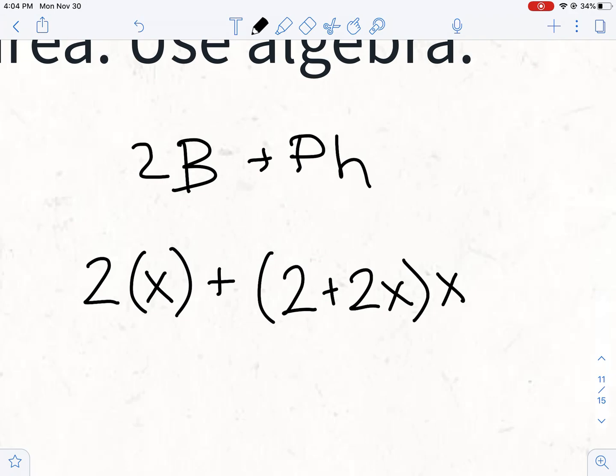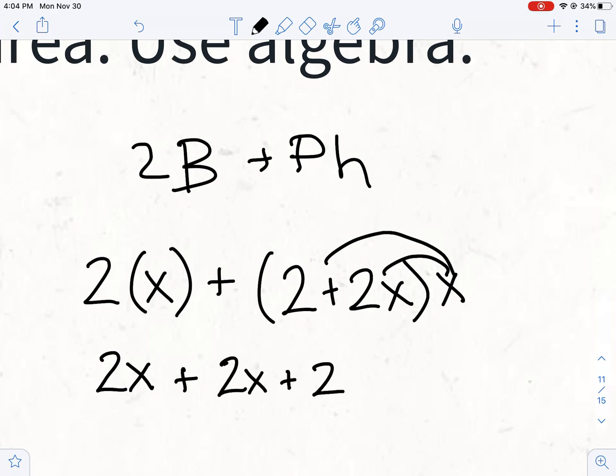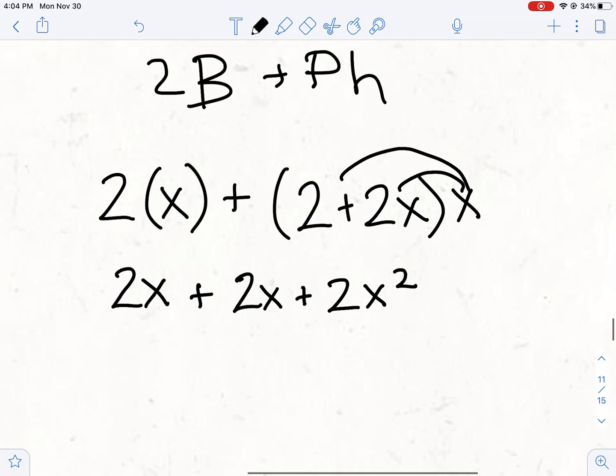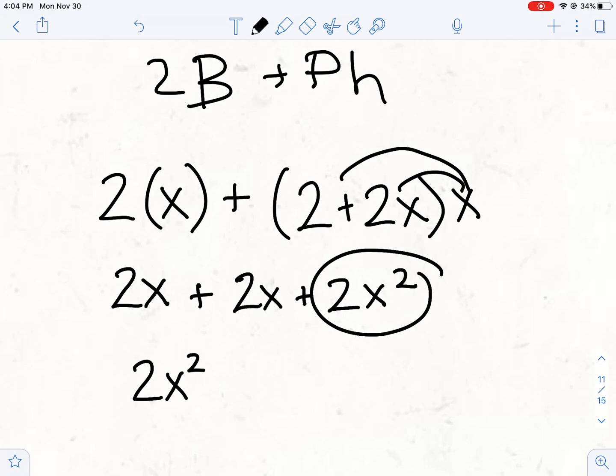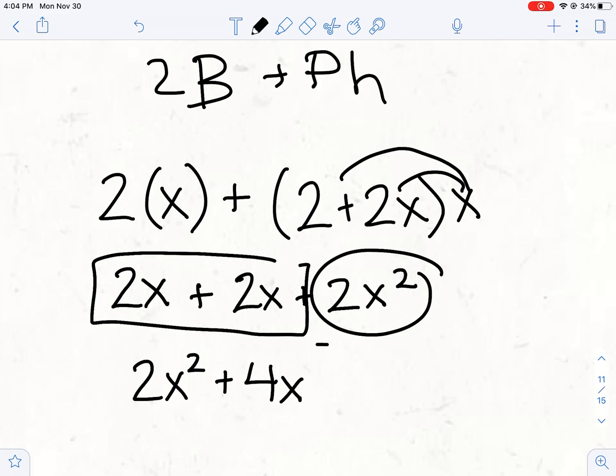As I clean this up and combine like terms, 2 times x is 2x. I'll distribute this as well and get 2x plus 2x squared. And now I'm combining like terms. I'm going to have my 2x squared first, and then 2x plus 2x is 4x.